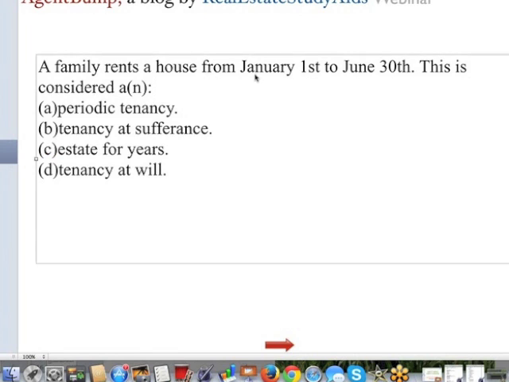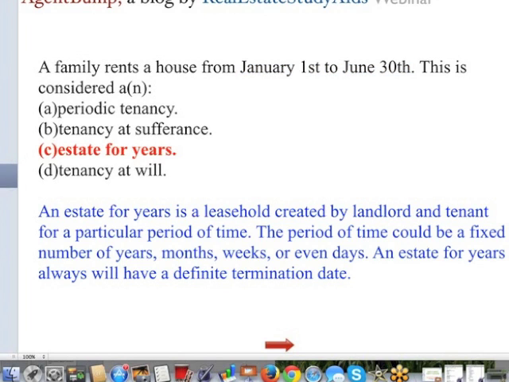Remember, right here, we have an exact date. So it's a fixed period of time, similar to that summer rental. Now, these aren't summer months, but it's still that same idea. It's a definite period of time. So it's an estate for years.